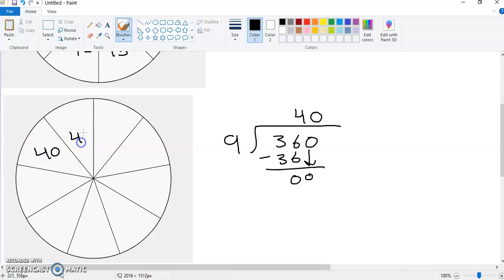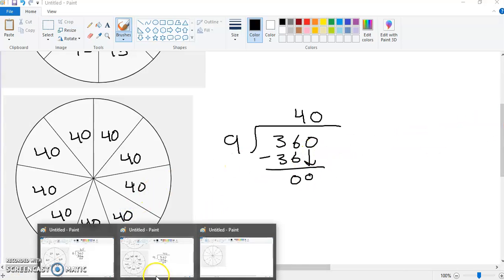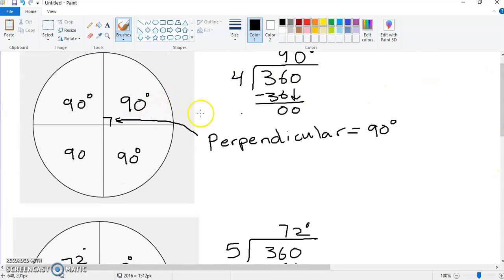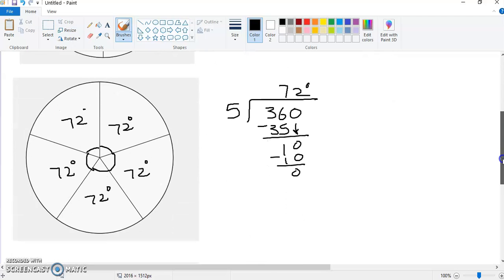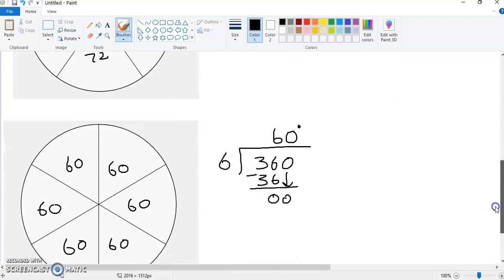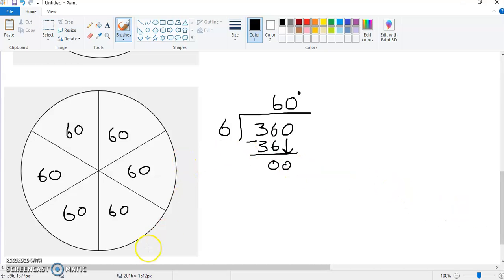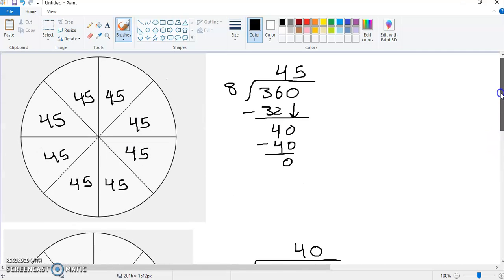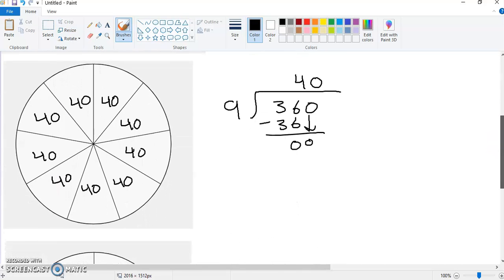So you can see the more equal parts you divide a circle into, the smaller the angle becomes for each part, or the smaller the measurement becomes for each one, right? Like we started with 90. Remember over here, 4 equal parts, it was 90 degrees. When you got 5 equal parts, it went down to 72 degrees. 6 equal parts, it's at 60 degrees. Then we went to 8 equal parts, we're at 45. 9 equal parts, we're down to 40 degrees.